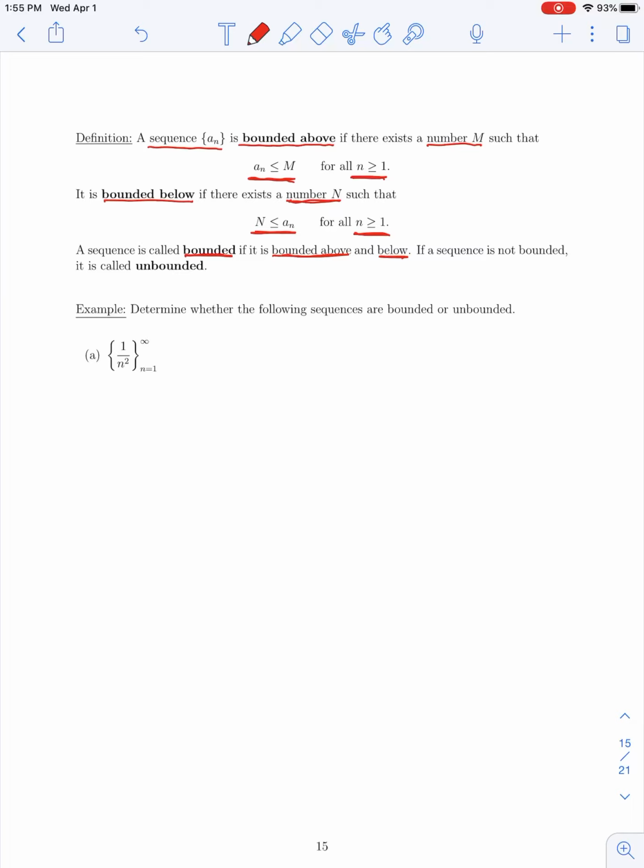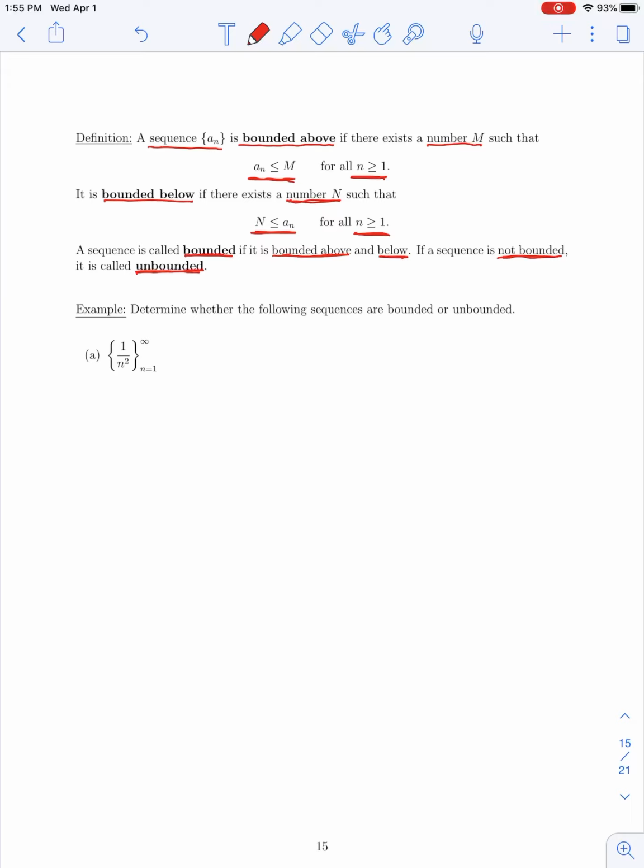And we would say that a sequence is called bounded if it is bounded both above and below. So when we're referring to a bounded sequence, we're talking about a sequence which is bounded above and below. Now, any sequence which is not bounded is called unbounded. So any sequence which is not bounded above or maybe not bounded below, is called an unbounded sequence.